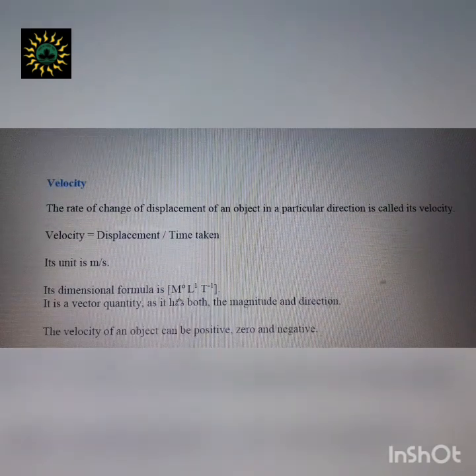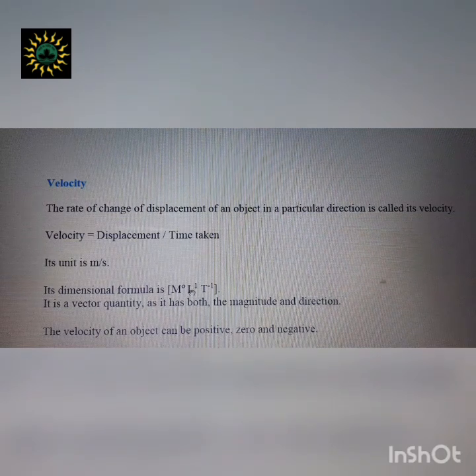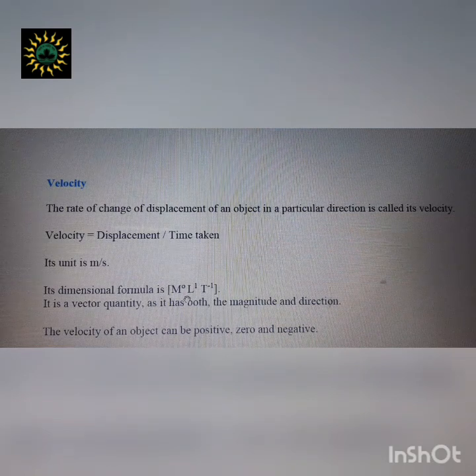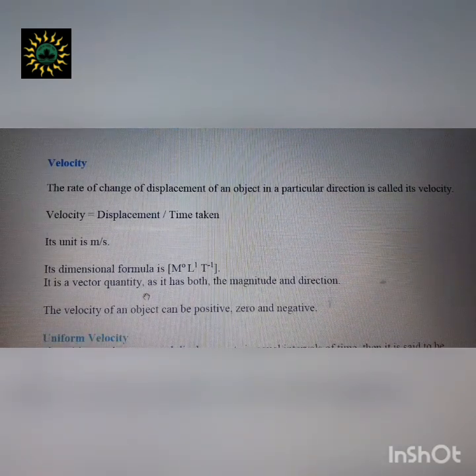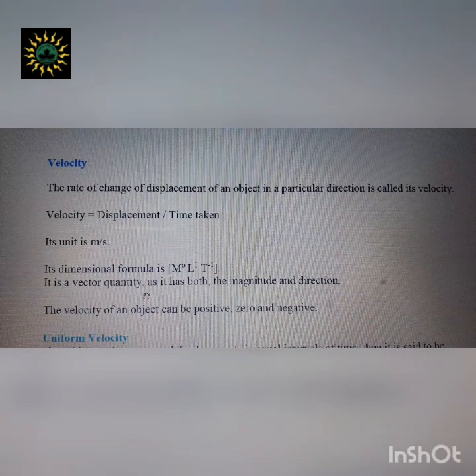So the dimensional formula will be exactly the same as for speed. If you are asked to write down the dimensional formula of speed or velocity, you will write it like this: M to the power 0, L to the power 1, and T to the power minus 1. Now velocity is a vector quantity, as you already know from class 9 standard, because it has both magnitude and direction.